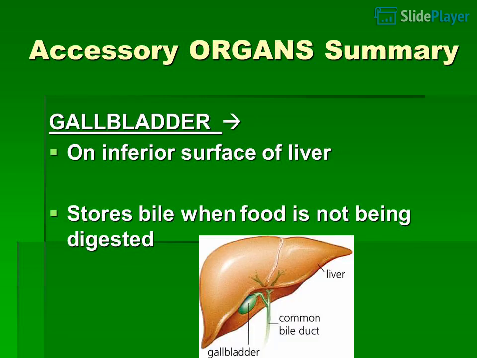Accessory organs summary. Gallbladder: on inferior surface of liver. Stores bile when food is not being digested.